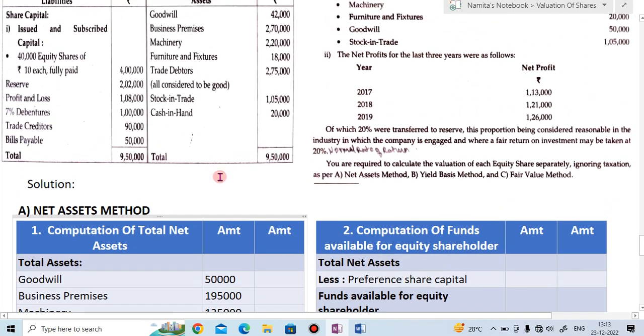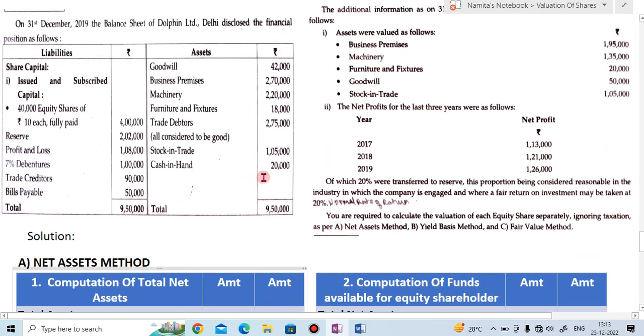Next is cash in hand, 20,000. Cash in hand is 20,000.